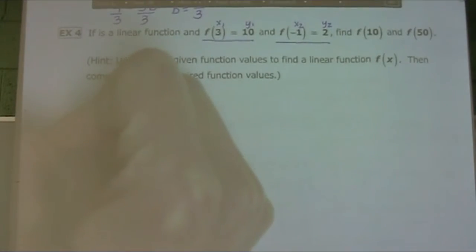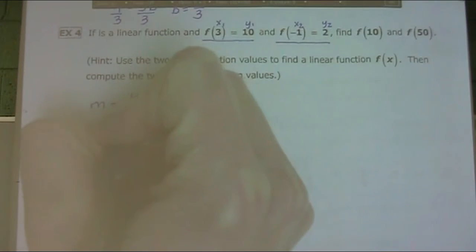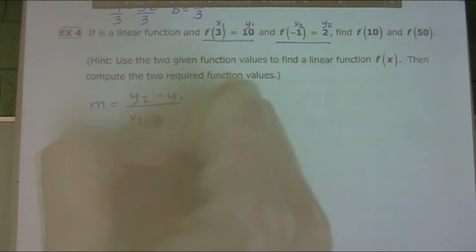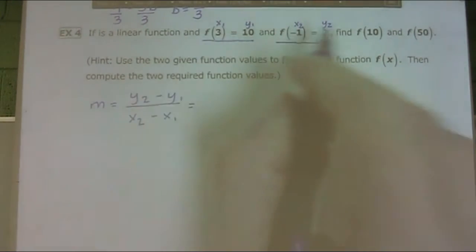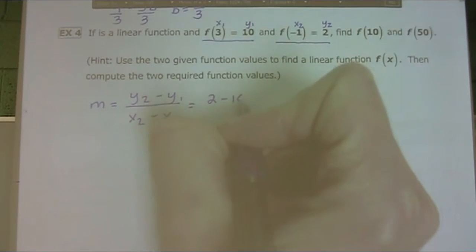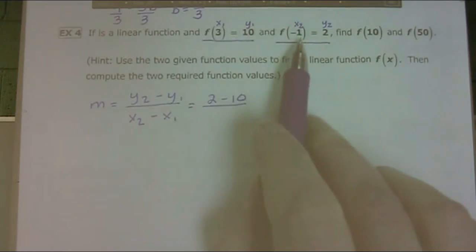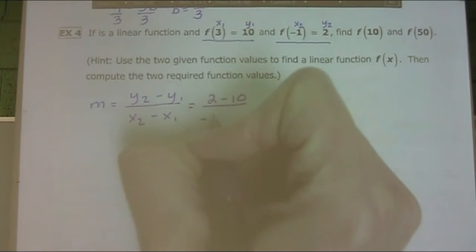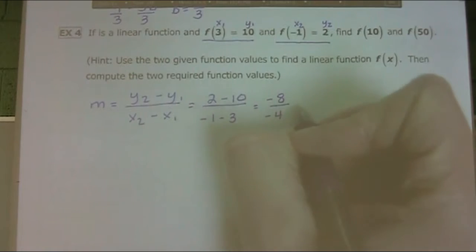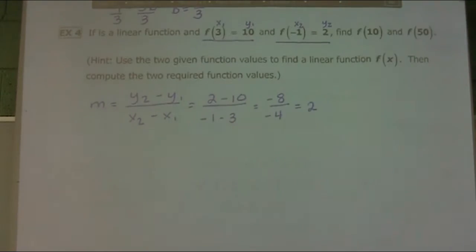And the first thing that we're going to do is find our slope. So m equals y2 minus y1 over x2 minus x1. So we have 2 minus 10 in the numerator. In the denominator, we have negative 1 minus 3. And that's going to give us negative 8 in the numerator, negative 4 in the denominator, which gives us a positive 2. Now we have our slope.